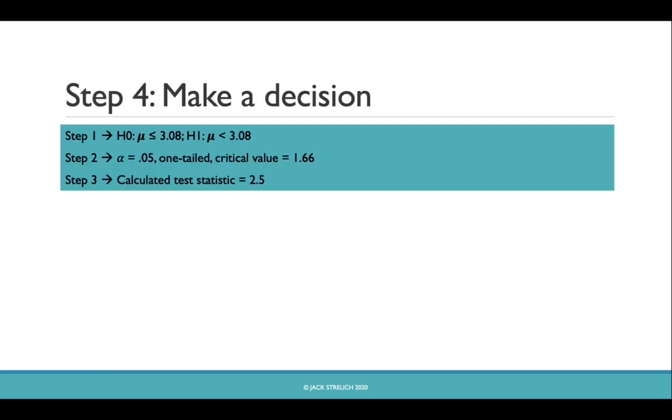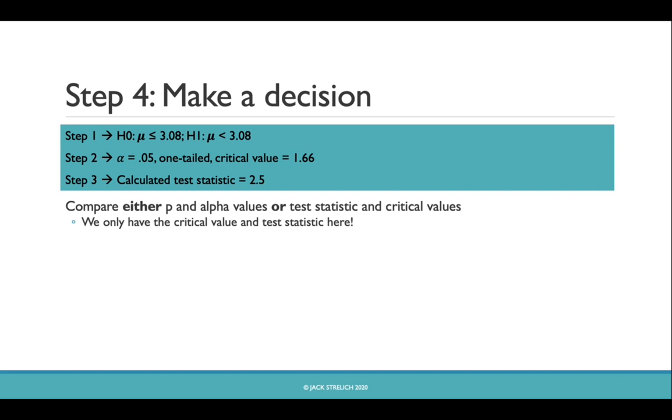Now that we've calculated our test statistic, step 4 is to make a decision. We can either compare our p-value to our alpha value, or compare our test statistic to our critical value. In this case, we only have a critical value and test statistic, so that's what we'll use. So our critical value is 1.66, our test statistic is 2.5. What should our decision be?